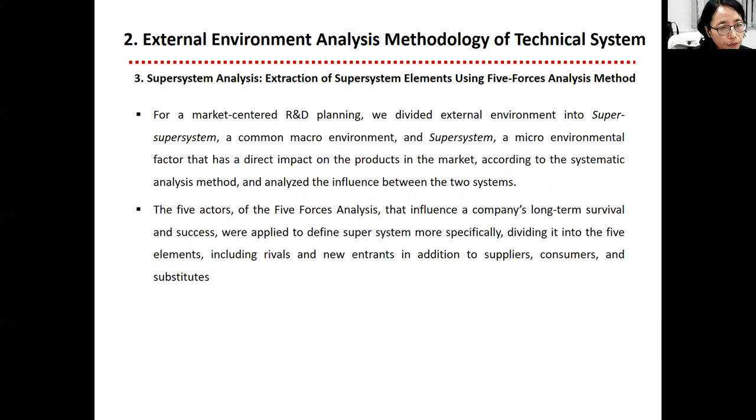From market-centered R&D planning, we divided the external environment into the common macro environment, the supersystem, and the micro environmental factors that have a direct impact on the products in the market, according to the systematic analysis method, and analyzed the influence between the two systems. The five actors of the five forces analysis that influence a company's long-term survival and success apply to define the supersystem, more specifically dividing it into five elements, including drivers and new entrants in addition to suppliers, consumers, and substitutes.